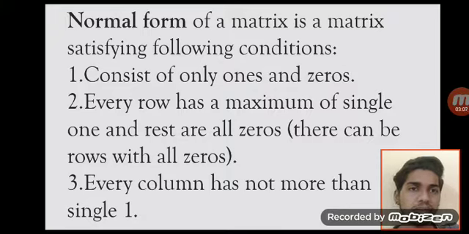And we will go into the second point. Every row has a maximum of a single one and the rest are all zeros. There can be rows with all zeros. And we will go into the third point. Every column has not more than a single one.